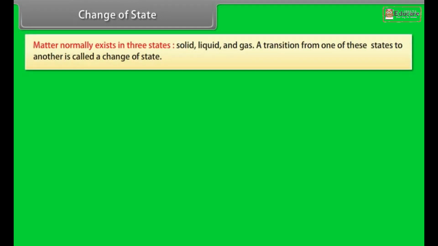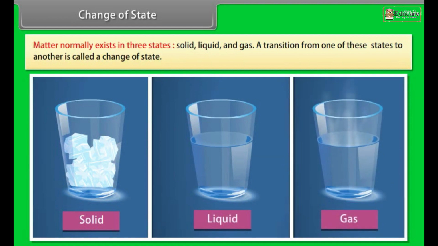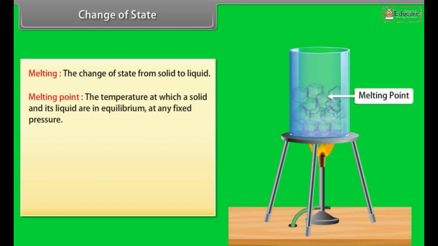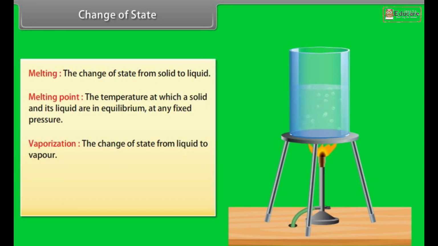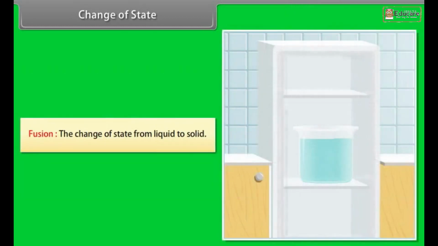Change of state. Matter normally exists in three states: solid, liquid, and gas. A transition from one of these states to another is called a change of state. Melting. The change of state from solid to liquid. Melting point. The temperature at which a solid and its liquid are in equilibrium at any fixed pressure. Vaporization. The change of state from liquid to vapor. Boiling point. The temperature at which the liquid and the vapor states of the substance coexist. Fusion. The change of state from liquid to solid.